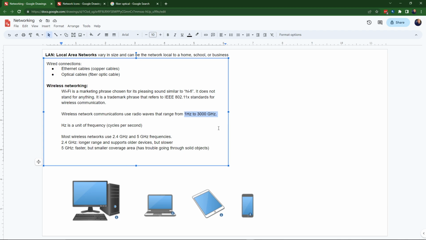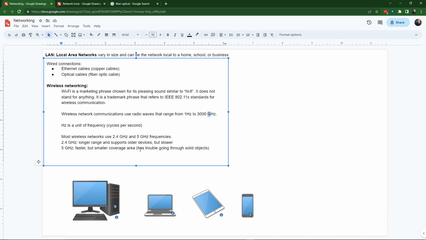Now, hertz is a unit of frequency, or what we call cycles per second. You can think of this like a circle: how many times you go around the circle every second. And giga is a very large value, okay? It's 10 to the 9th power. So 1 with 9 zeros behind it would be a giga.